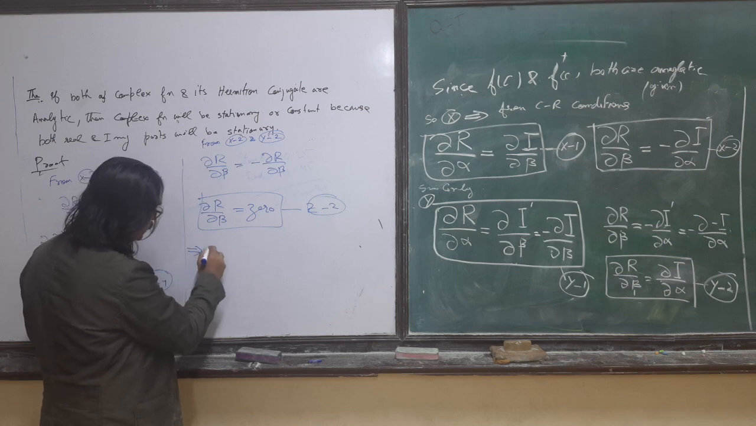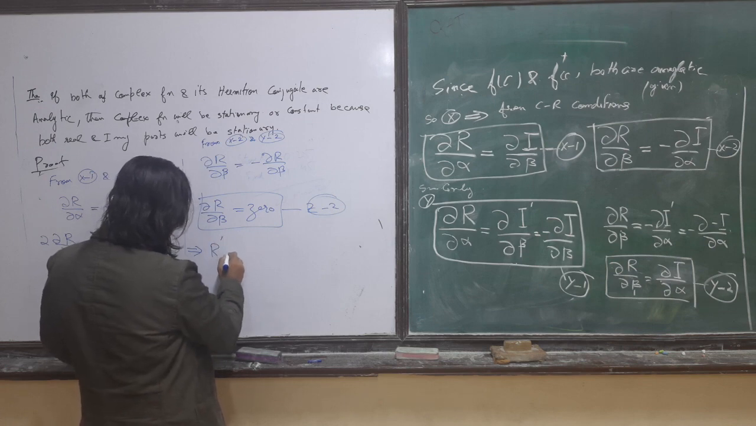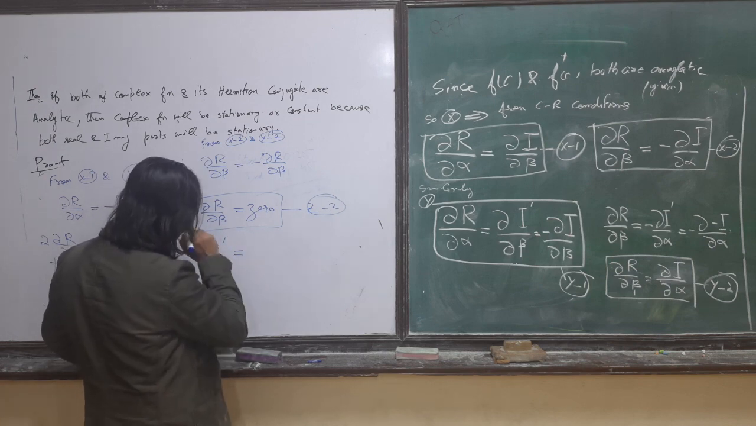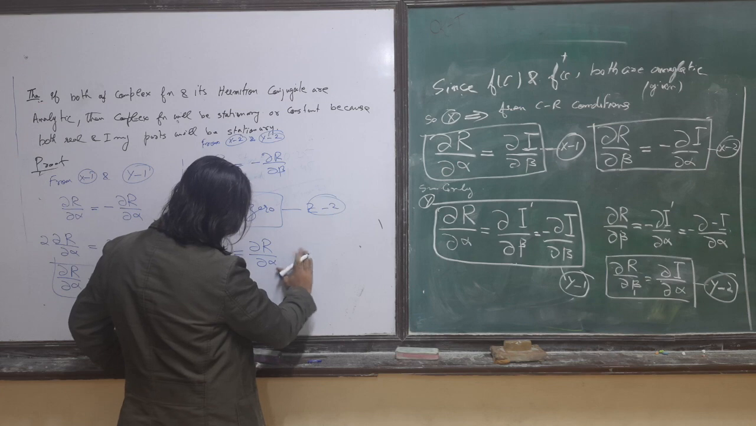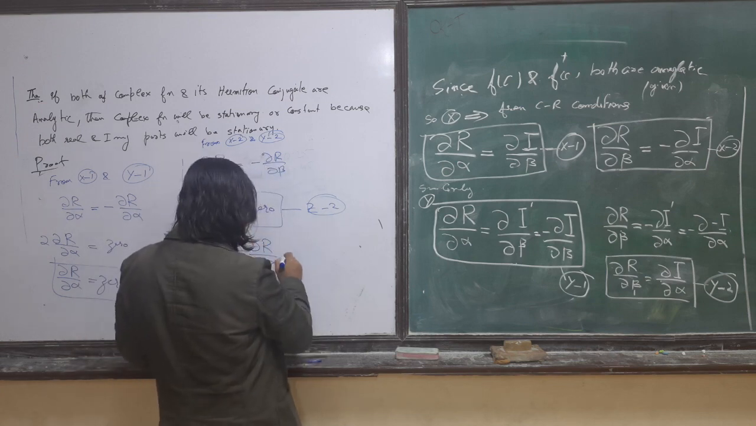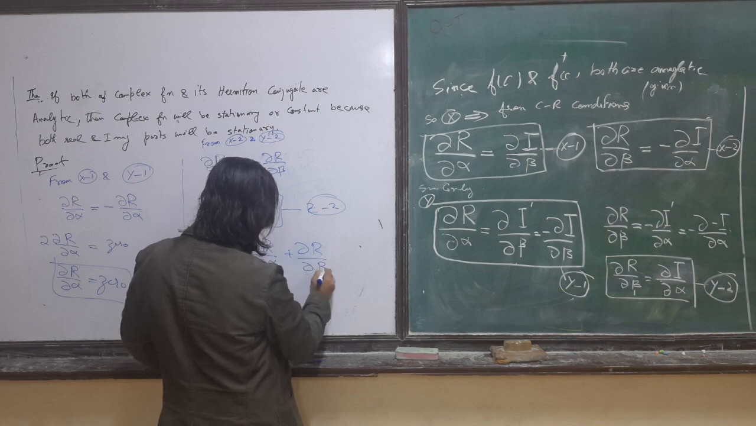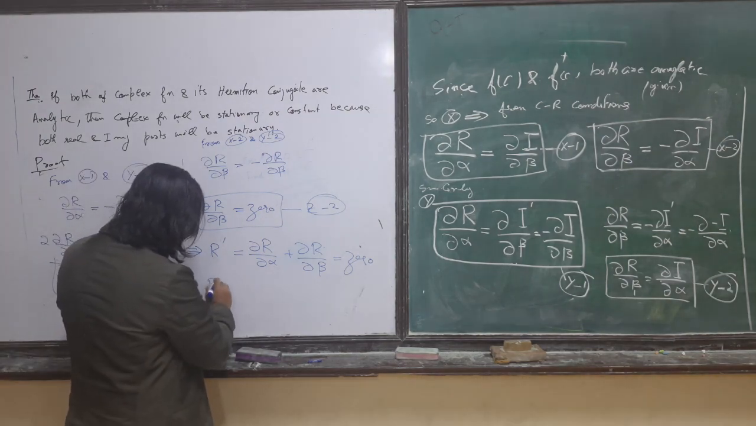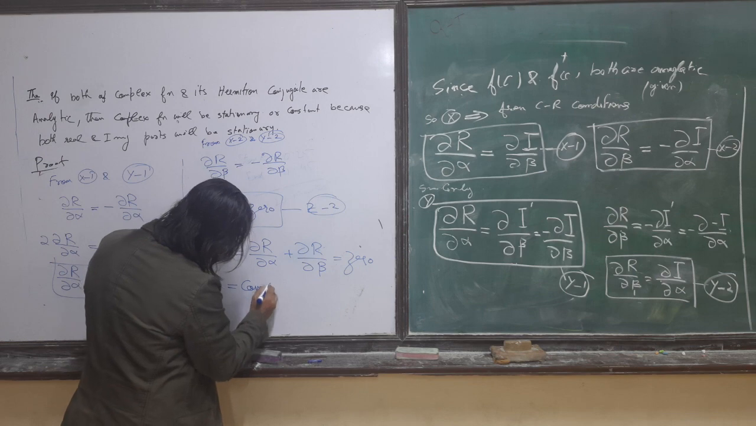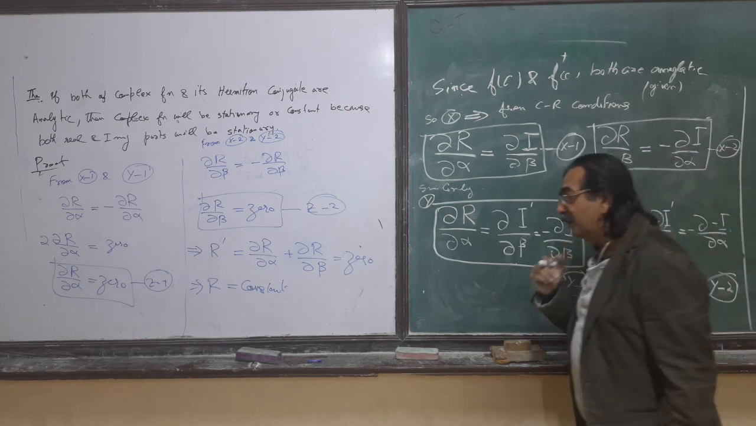This implies that the derivative of R will be partial R over partial alpha plus partial R over partial beta, which is zero, and this implies that R is constant. Okay, total derivative is 0, so that will be a constant.